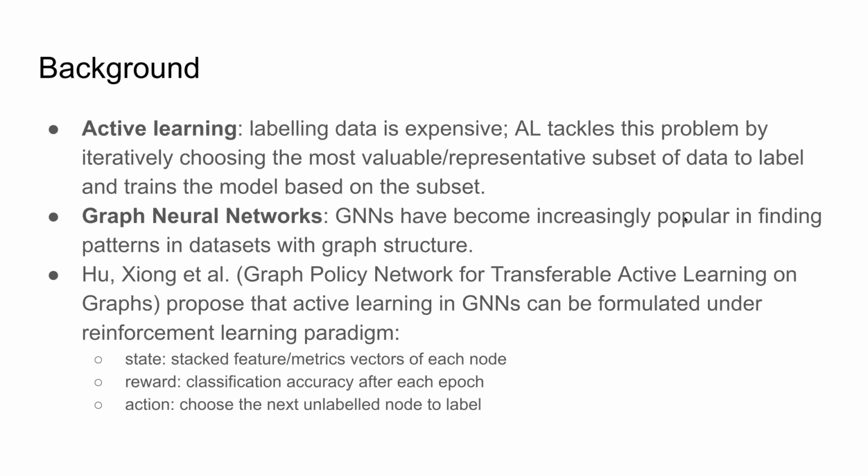They propose that the active learning process can actually be formulated as an MDP problem where the state is the stacked feature and matrix vectors of each node. The reward is the classification accuracy after each epoch, and the action is to choose the next unlabeled node to label. Later, we will formalize our definition of this MDP problem.